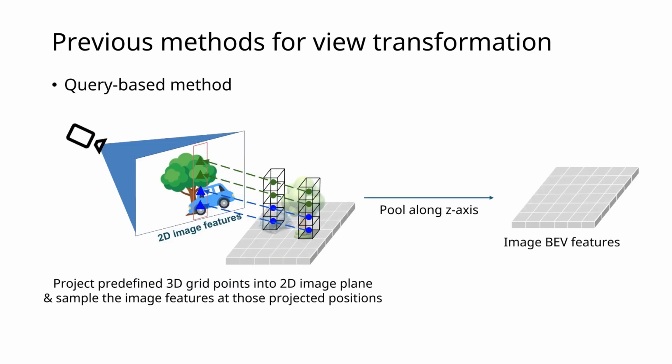Another major approach for view transformation is the query-based method. In this approach, a predefined 3D grid is used, and the center of each grid cell is projected onto the image plane to sample features. The sampled features are then assigned back to their corresponding voxel grid locations. To further enhance sampling quality, some methods employ a deformable attention mechanism, where offsets around the projected locations are introduced. Deformable attention iteratively updates these offsets through multiple sampling steps, expanding the receptive fields and enabling more effective feature sampling.